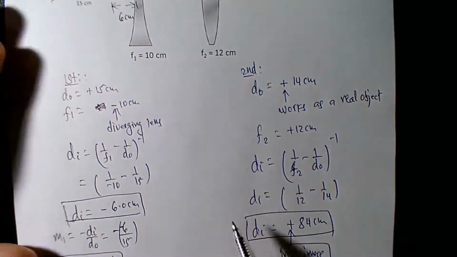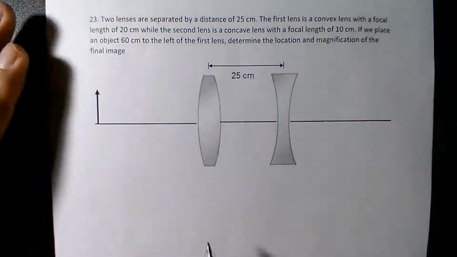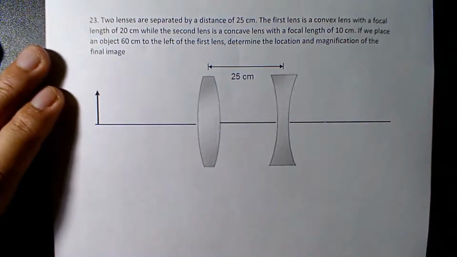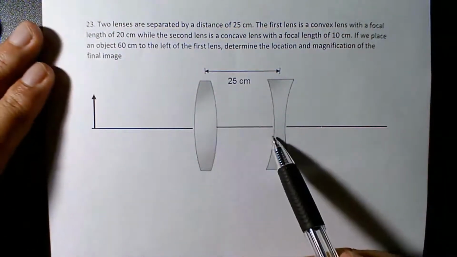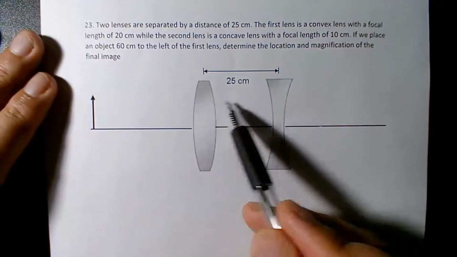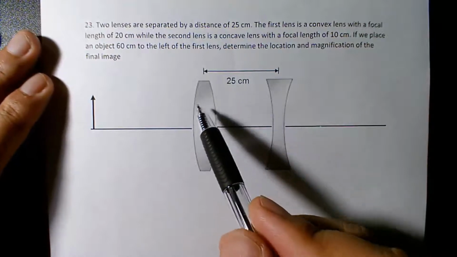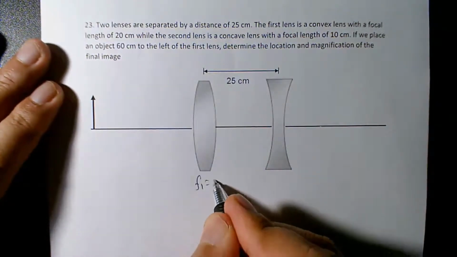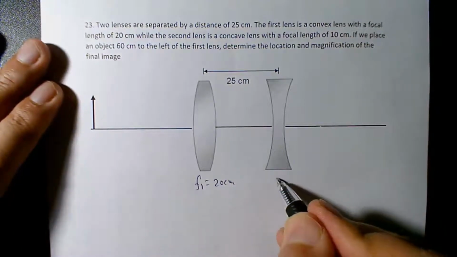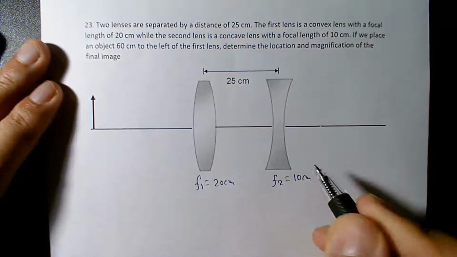And you can find the overall magnification as usual. So here's one more problem on lens combination. It's a combination of converging and diverging lens. It says these two lenses are separated by 25 centimeter distance, and the first has a focal length of 20 centimeter, while the second lens is a diverging lens, concave lens, with a focal length of 10 centimeter.